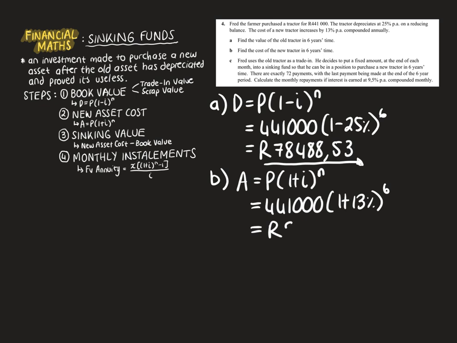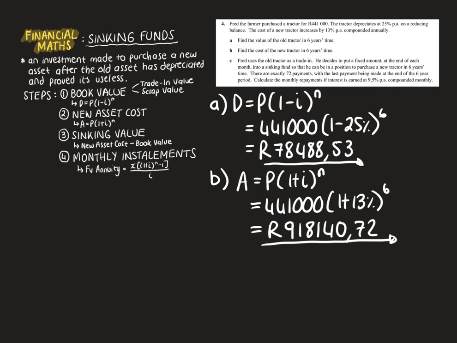Sure, quite a lot more. 918,140 Rand and 72 cents. That's how much a new tractor is going to be with the current inflation rate over the next 6 years. Okay, fantastic. So now we've got that. So now it says here for C, Fred uses the old tractor as a trade-in. Fantastic. So we're getting the 78,488 Rand and 53 cents to put towards the new cost of our vehicle.